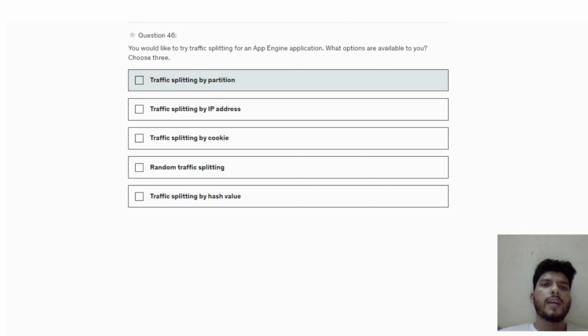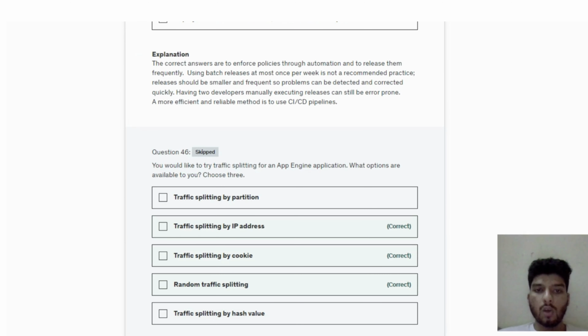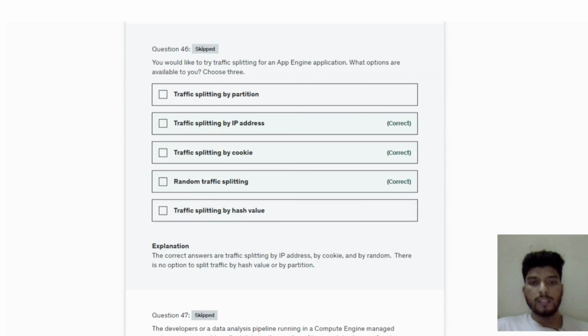You would like to try traffic splitting for an App Engine application. Which of the options are available to use? Options A, B, C, D, E: traffic splitting by partitions, traffic splitting by IP address, traffic splitting by cookies, random traffic splitting by hash value. You have to select the right three options. The right three options are B, C, D: traffic splitting by IP address, traffic splitting by cookies, and random traffic splitting. So yes, the right answer is options B, C, D.